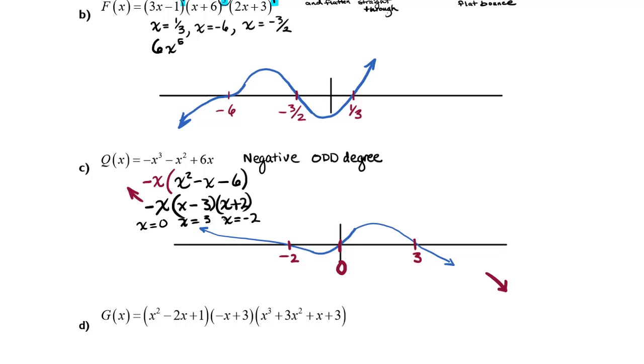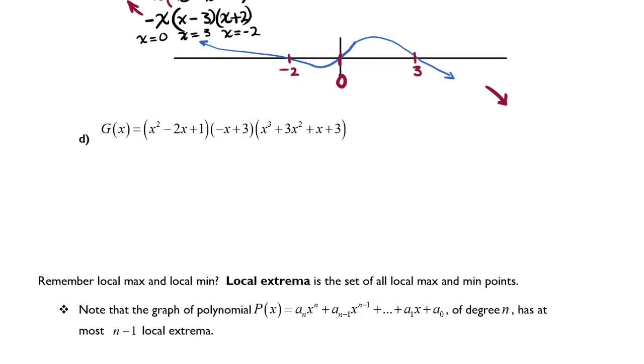And hey, look at that! My graph is behaving as it should at the ends. It went through all my roots. I'm good to go. Now let's look at the last example we have here. I think D might be just a little bit more complicated just because there's so many things to factor.